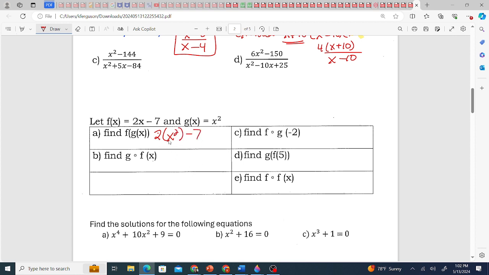Now see, composition of functions doesn't say that I'm trying to solve something. I'm not trying to solve anything. I'm just trying to simplify, because I'm not going to get a solution from this. All I'm going to get is 2 times x squared minus 7. That's going to be my answer.